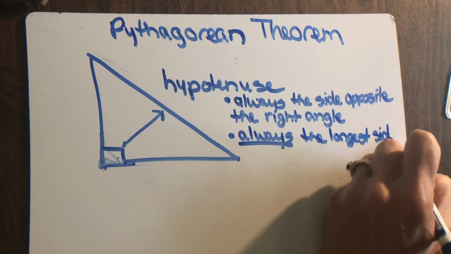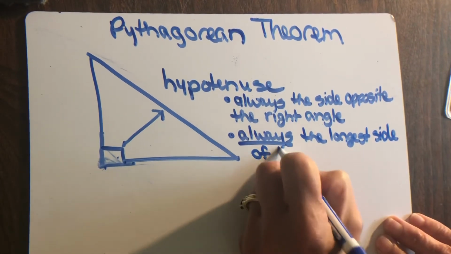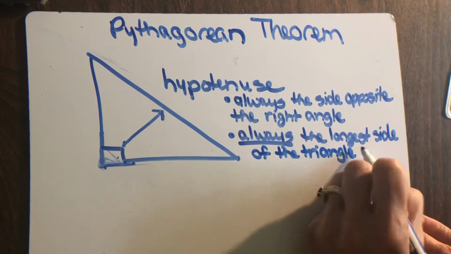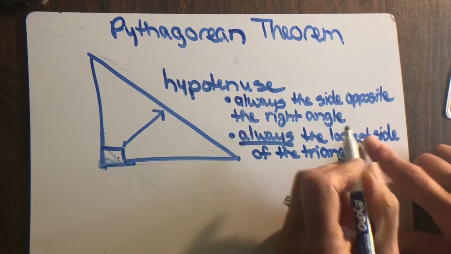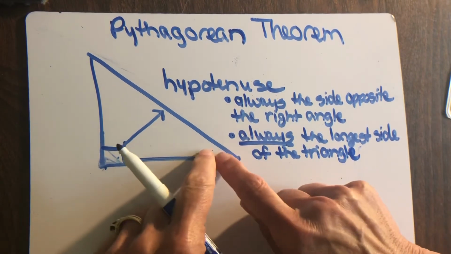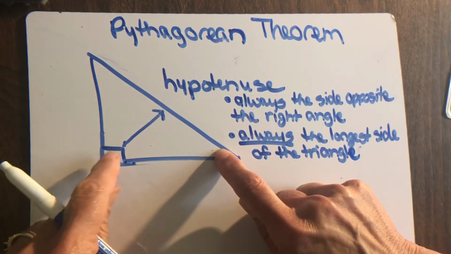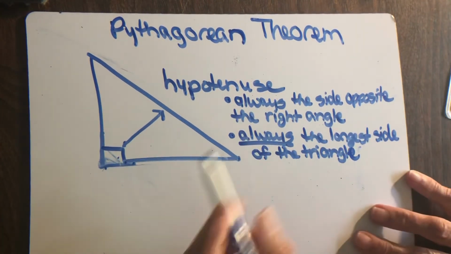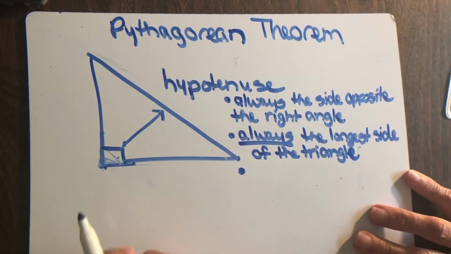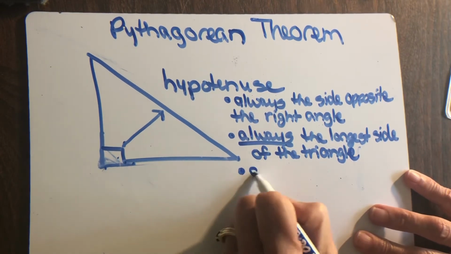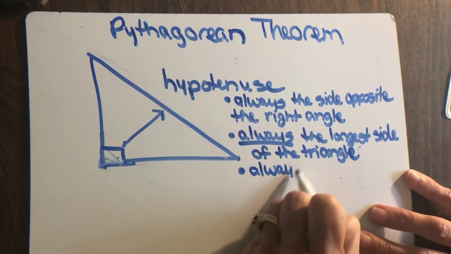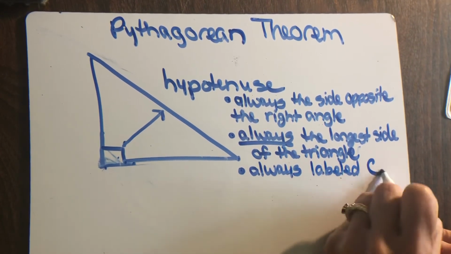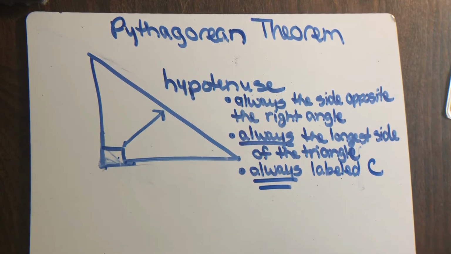Now notice we're talking about sides of the triangle, not the inner angles. A lot of my students get a little bit turned around because we went from talking about the inside measurements, those little degree things, and now we're talking about the length of the sides. It's always the longest side of the triangle. It is always labeled C. Always. I can't stress this enough.